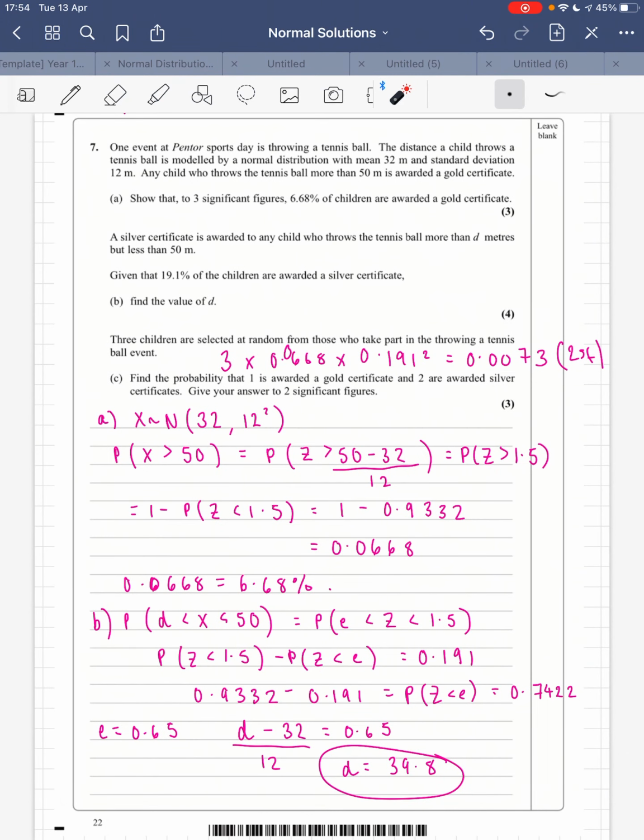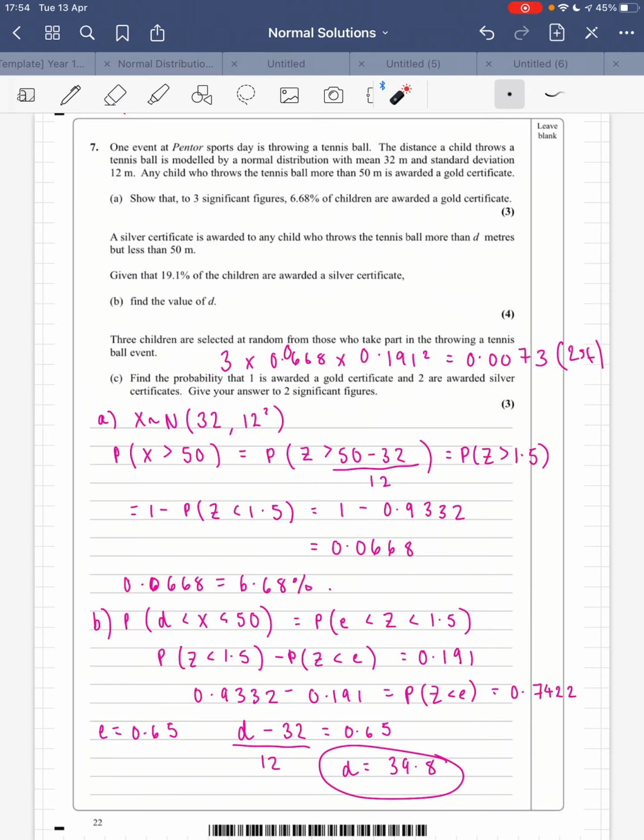Right, the next question. One event at Pentos Sports Day is throwing a tennis ball. Exciting. The distance a child throws a tennis ball is modelled by normal distribution, mean 32, standard deviation 12. Any child who throws the tennis ball more than 50 metres is awarded a gold certificate. Show that to 3 significant figures, 6.68% of children are awarded a gold certificate.